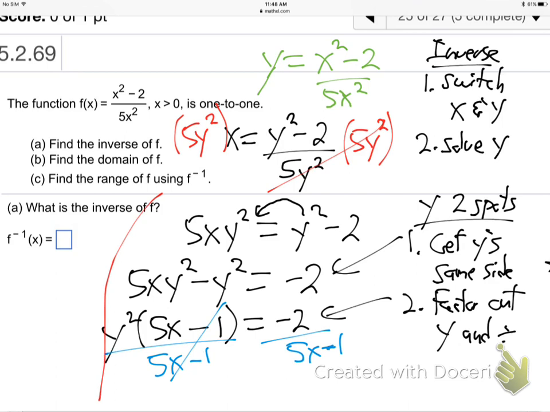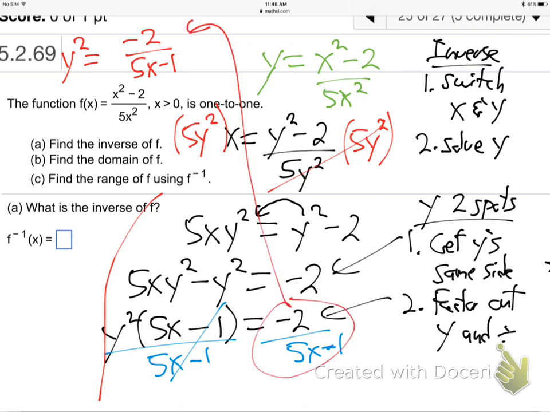So y squared equals what? Minus 2 over 5x minus 1. Just bring it up here. What's the last step? Just square root it. Square root it, boom. There we go. We got y alone. There it is, square root of negative 2 over 5x minus 1.